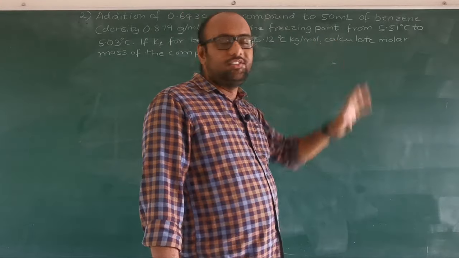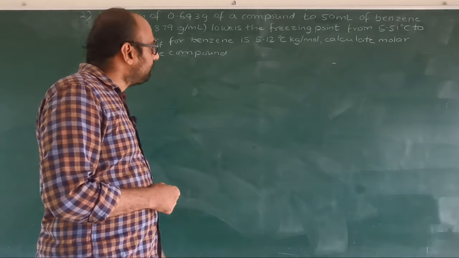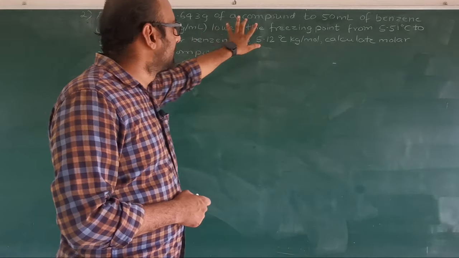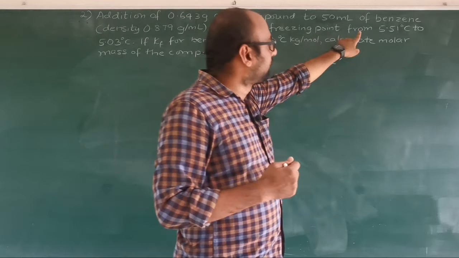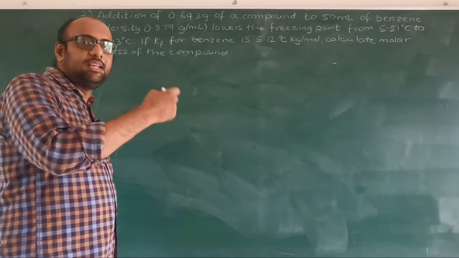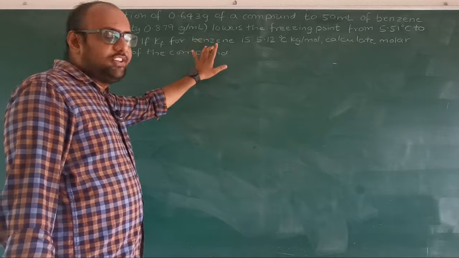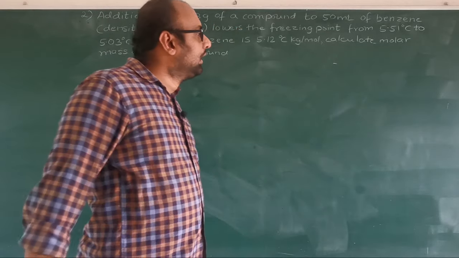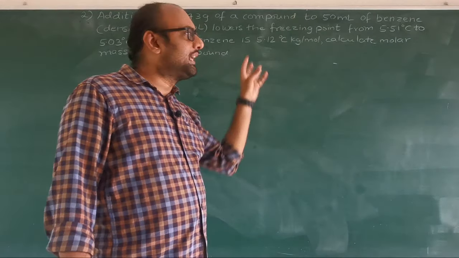So volume of benzene is given, density of benzene is given, you can calculate the mass of benzene, the weight of benzene. Now when this compound is added to benzene, what happens? It lowers the freezing point. The melting point will get lowered. It lowers from 5.51 degrees Celsius to 5.03 degrees Celsius. If Kf of benzene, the molar depression constant, is given as 5.12 degrees Celsius, calculate the molar mass of the compound. It's a very simple problem, just that you have to calculate the mass of benzene. It is not directly given.